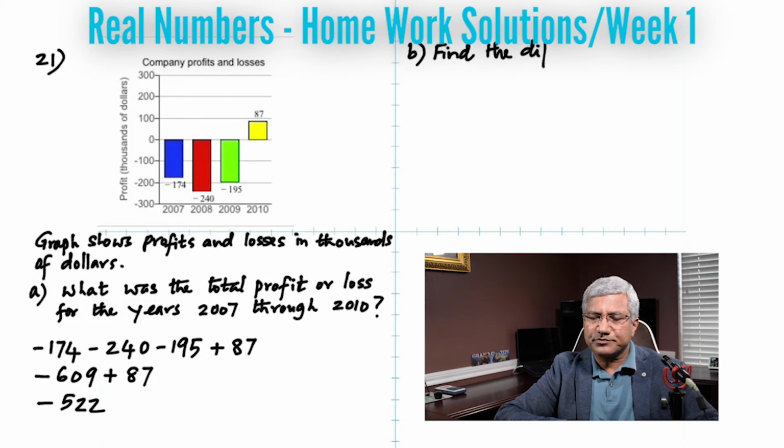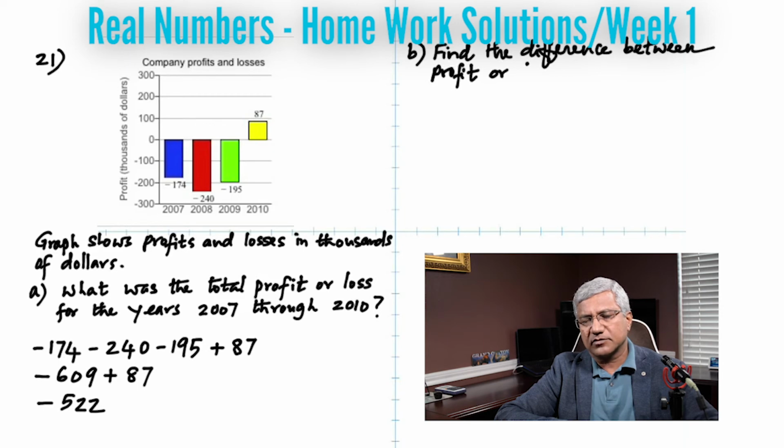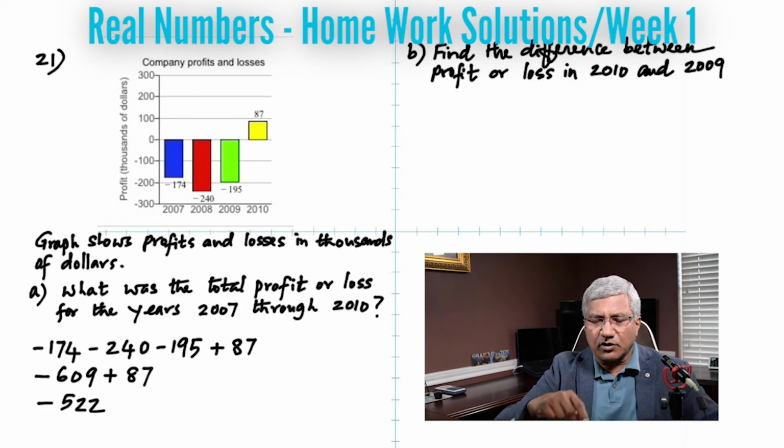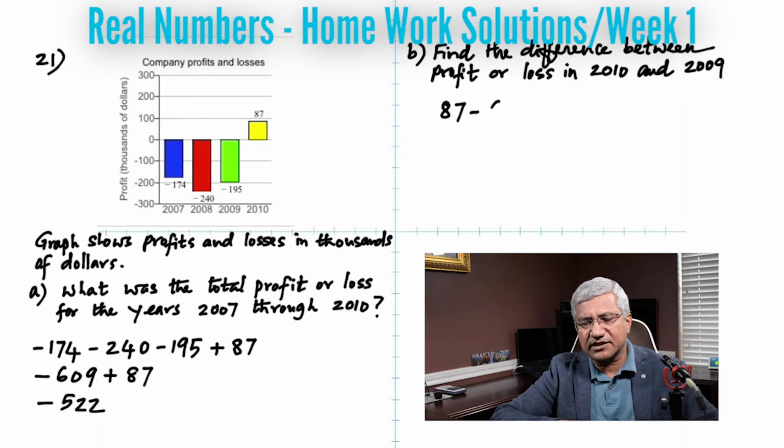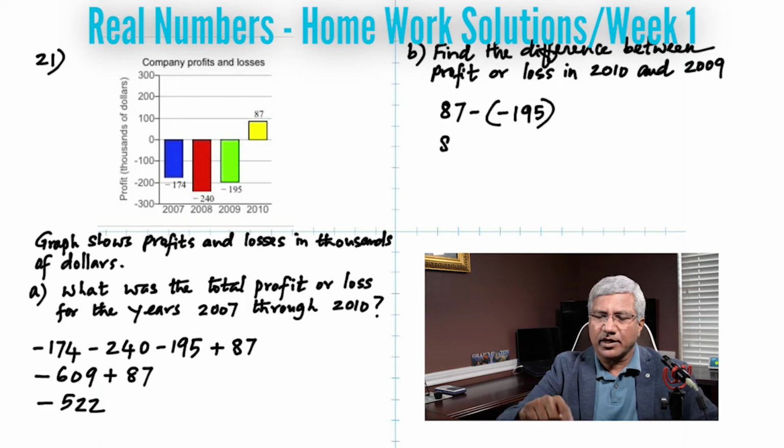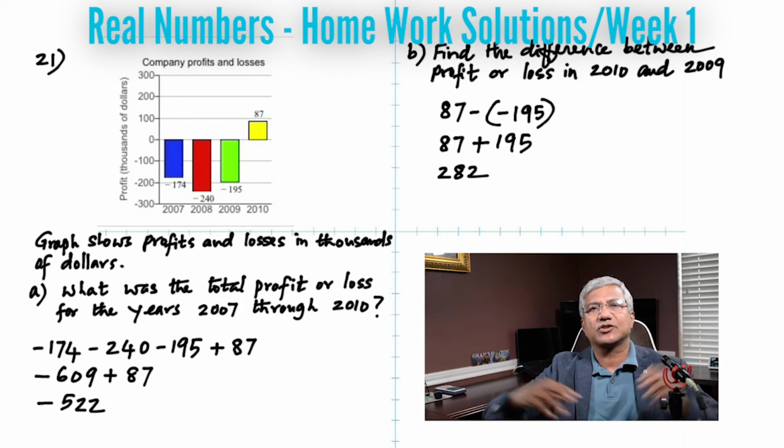So the B part says find the difference between profit or loss in 2010 and 2009. So it's only those 2 years. Okay, so it's 87 and negative 195. And we've got to find the difference between them. So that's the difference between a positive number and a negative number. So that's 87 minus of minus 195. Negative times negative is what? Positive. So that becomes positive there. And then you just got to add. So the answer is 282. Done.